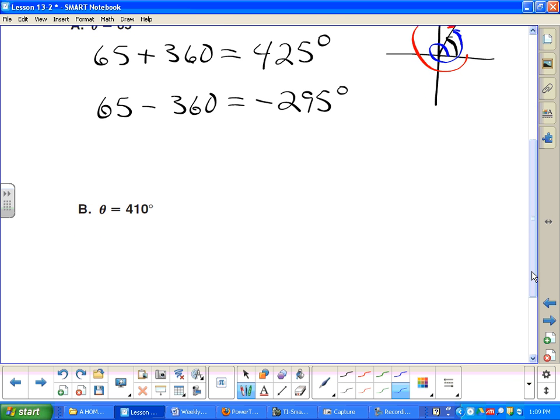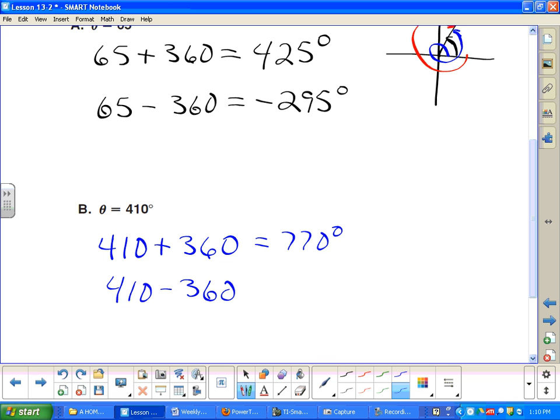410 degrees. Now, to find angles that are coterminal with 410, do the same thing. Add 360, subtract 360. And I get a positive and a negative angle that are coterminal with 410, right? Do I get a positive and a negative one? Oh, I got two positives, don't I? Well, then how can I get a negative one?